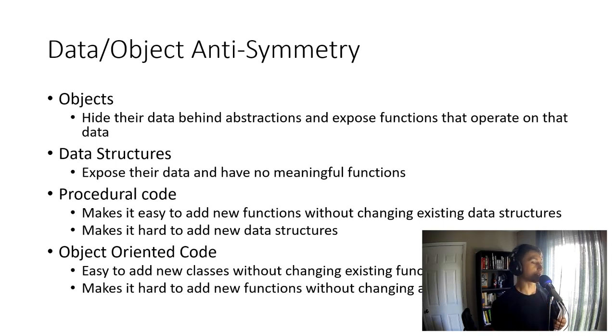Now, object-oriented code is flipped. So in object-oriented code, it's easy to add new classes without changing the existing functions, but it makes it hard to add new functions without changing all the classes. And I think I got an example of this on the next slide. The procedural code part, I might come back to. That one, I still have trouble understanding it, but the object-oriented code makes sense to me.